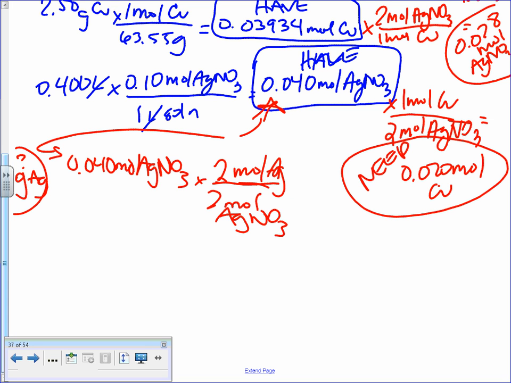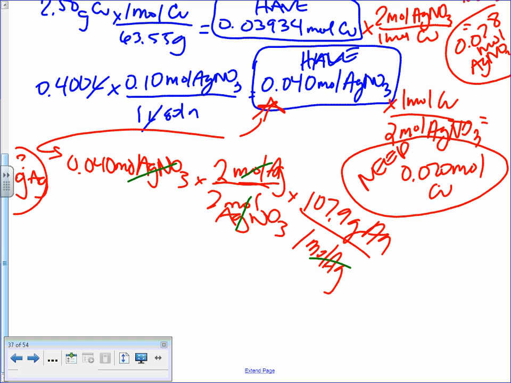So once you get to moles of silver, then where do you go? Grams of silver, which is molar mass. Thank you, Hayden. What is it? 107.9 grams of silver per 1 mole of silver. Okay, so there we go. All of our moles cancel. We get to grams, and somebody calculate the number of grams that is. What is it, Zach? 4.3 grams of silver. I'm hoping you did.